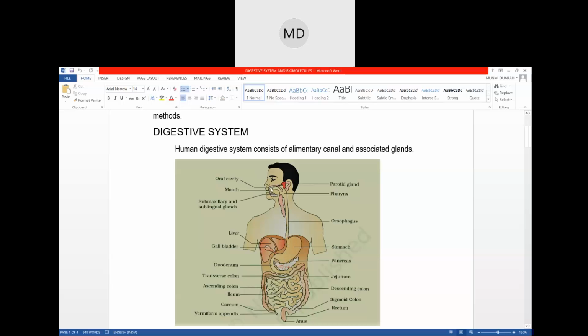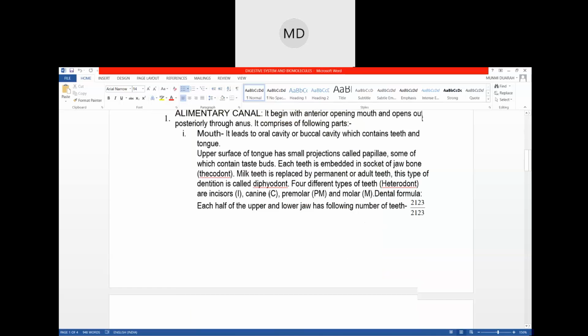Before that, in the mouth, there is the salivary gland. In associated glands we discussed the salivary gland. So what happens in the salivary gland? The salivary gland secretes saliva, all of you know that. In the saliva there are two enzymes. One is known as salivary amylase and one is lysozyme.